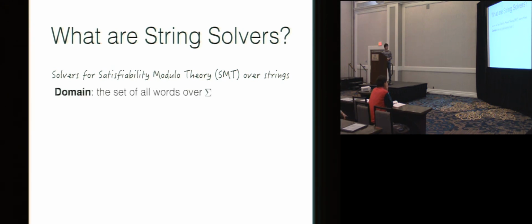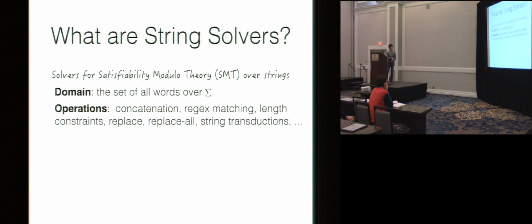That means that the domain is the set of all words over some finite alphabet, and the string operations are things like concatenation, regular expression matching, length constraints, replace all, string transductions, etc. So we can, for example, have a formula like this. It says that S2 is a concatenation of S1 by S1, and the length of S2 is equal to the length of some other string, S7, etc.